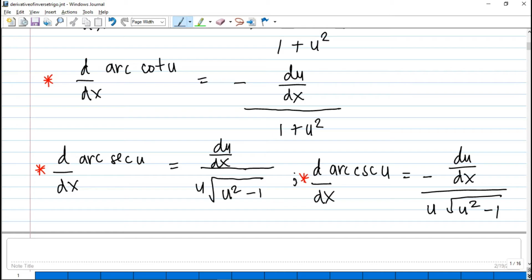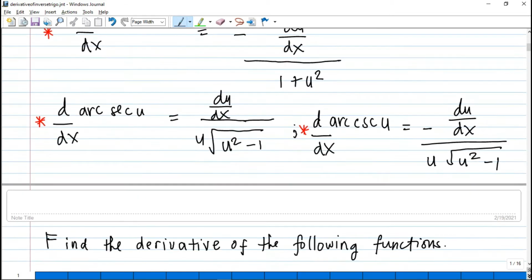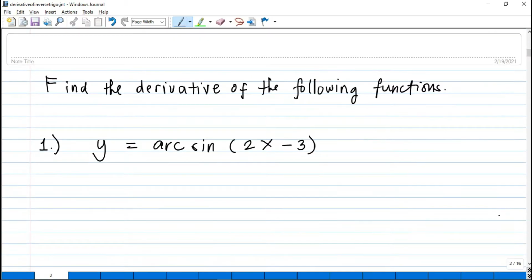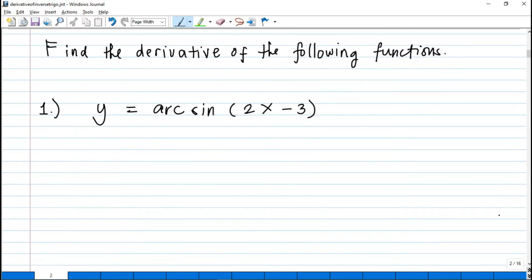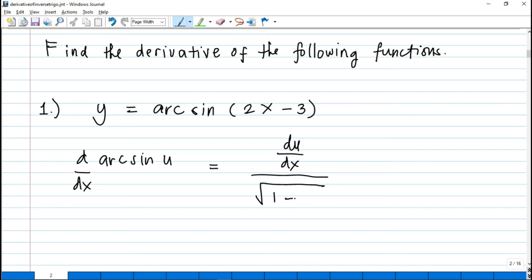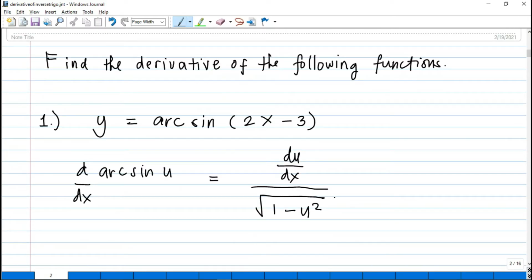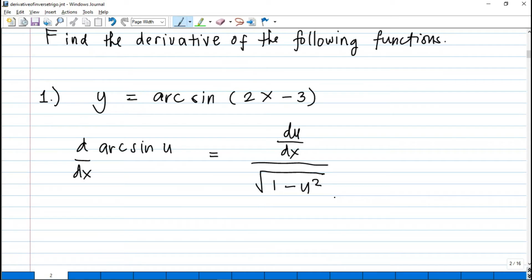To further understand this topic, of course, we need to solve sample problems. In this video, we are going to solve 5 problems. Find the derivative of the following functions. First problem, we have y equal to arcsine of 2x minus 3. Let's apply the formula. The derivative of arcsine u with respect to x is equal to du over dx all over the square root of 1 minus u squared. This is the formula that we are going to use.